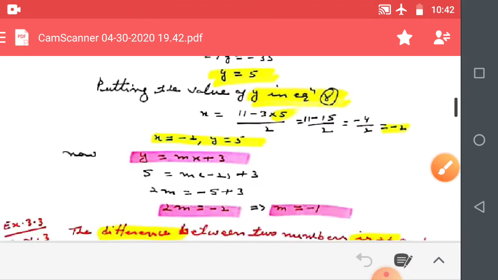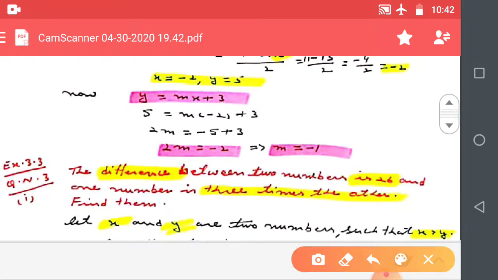Now come to the last part of this question, that is find the value of m if y is equal to mx plus 3. So after putting the value of x as minus 2 and y as 5, we get the value of m as minus 1. So the value of m is minus 1.